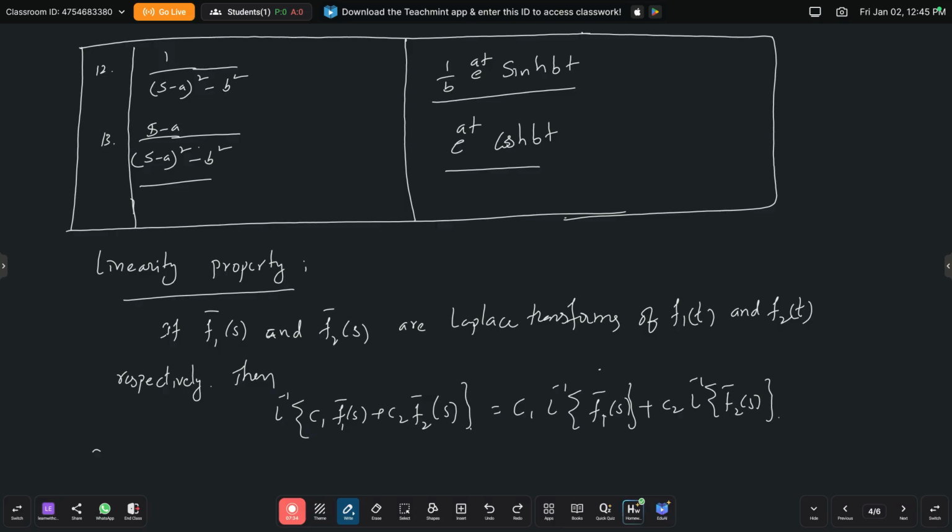In the denominator, if you are getting minus, you take sinh bt or cosh bt. Now, if you have 1 by s square minus b square, you take sinh bt. S by s square minus b square, you take cosh bt.